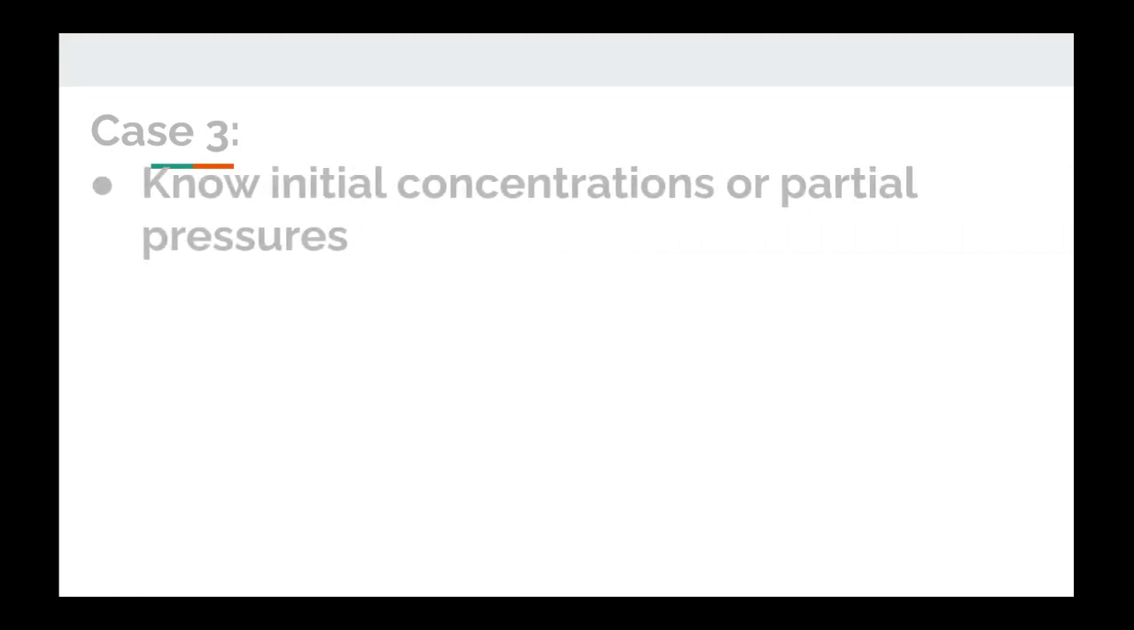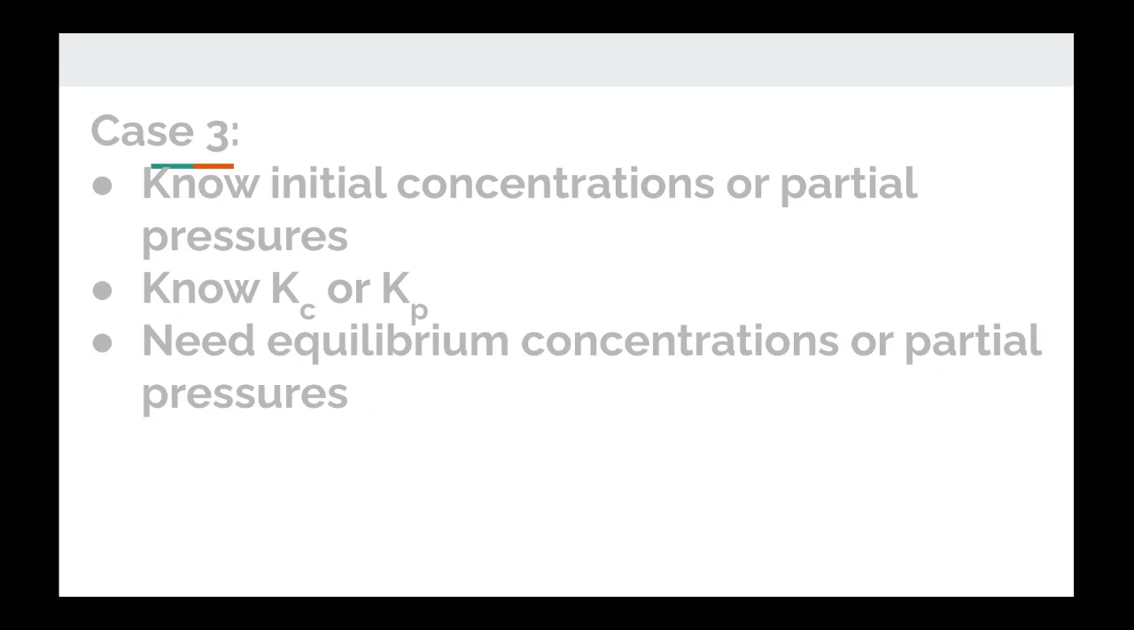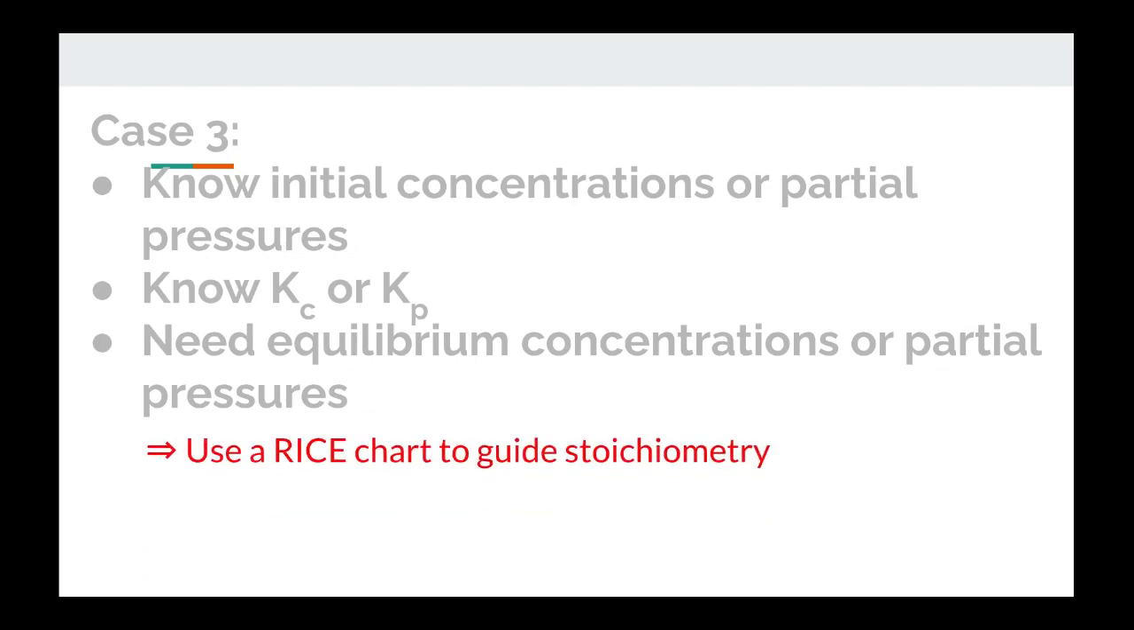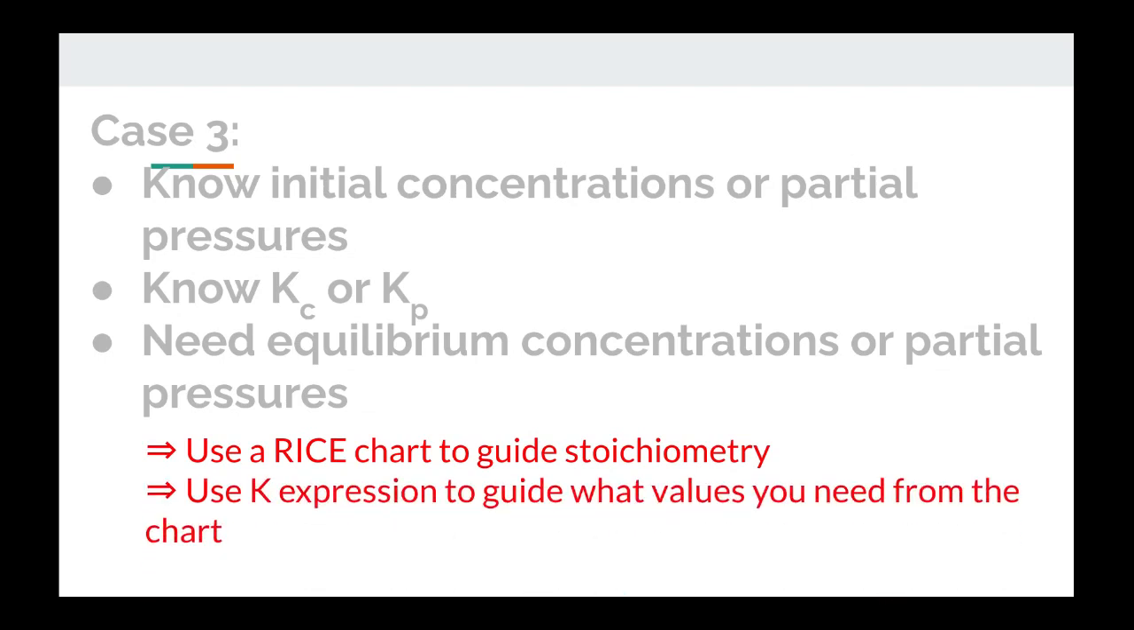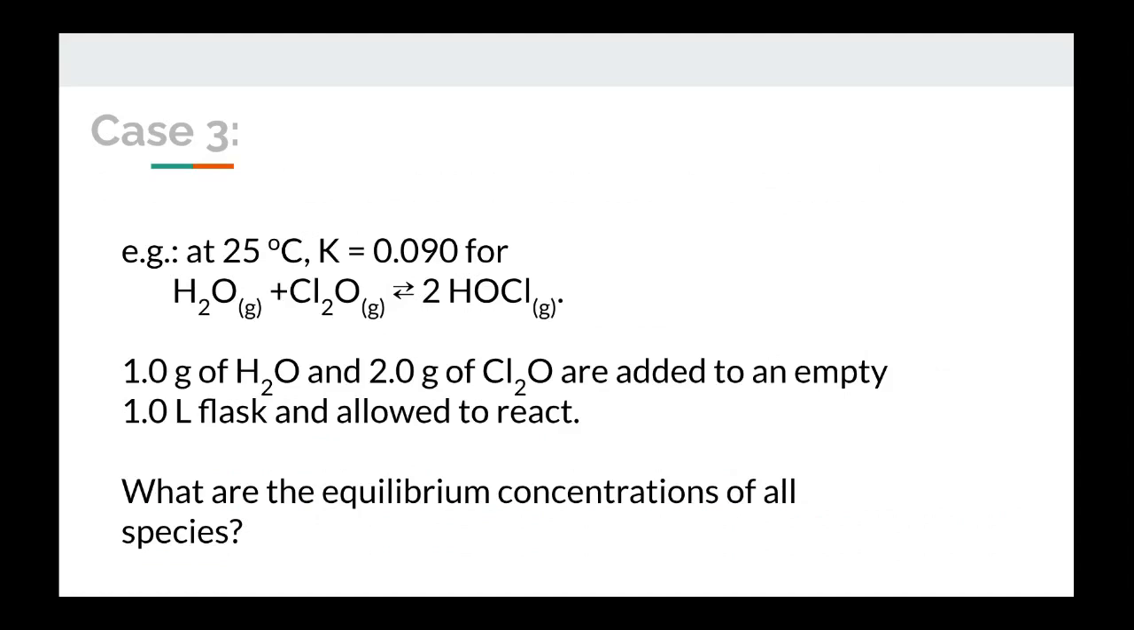The next case is the most complicated. This is when we know the initial concentrations or partial pressures, and we know Kc or Kp, but what we need to find is what are the concentrations or the partial pressures when we reach equilibrium. So here's the strategy. We're going to use a RICE chart again to guide our stoichiometry. And then we have to use the K expression to figure out what values we need from the chart. Here's an example of this kind of a problem.